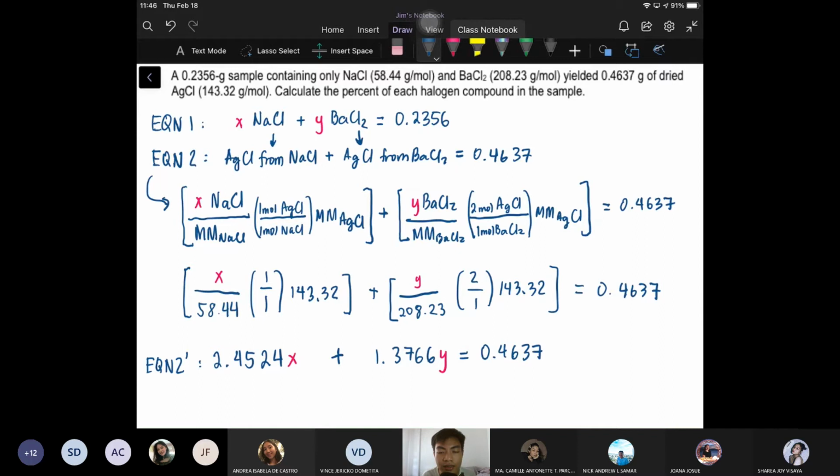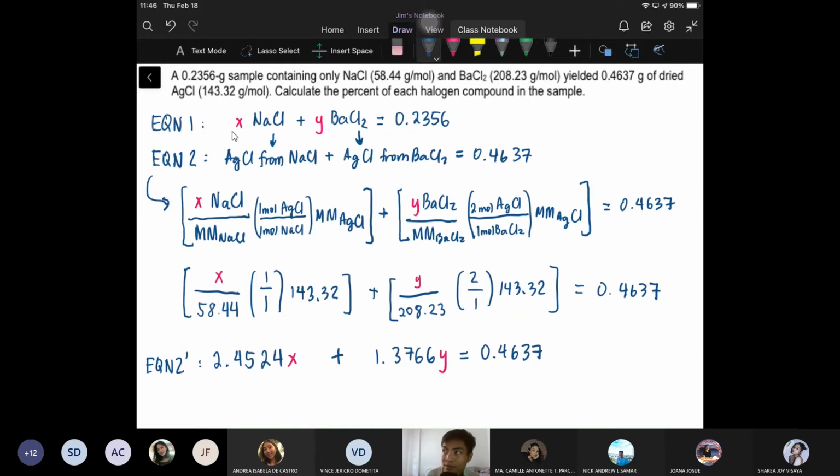Ano sunod na ginawa ko? Ang sunod na ginawa ko is that I expressed the equation needed to solve for the mass of silver chloride that will be produced by NaCl and barium chloride. So ano ginawa ko? Etong NaCl, kinonvert ko to AgCl. How? Using this stoichiometry here. Ito yung stoichiometry formula to. So nangyari dito sa stoichiometry formula, kinonvert ko yung NaCl to AgCl.